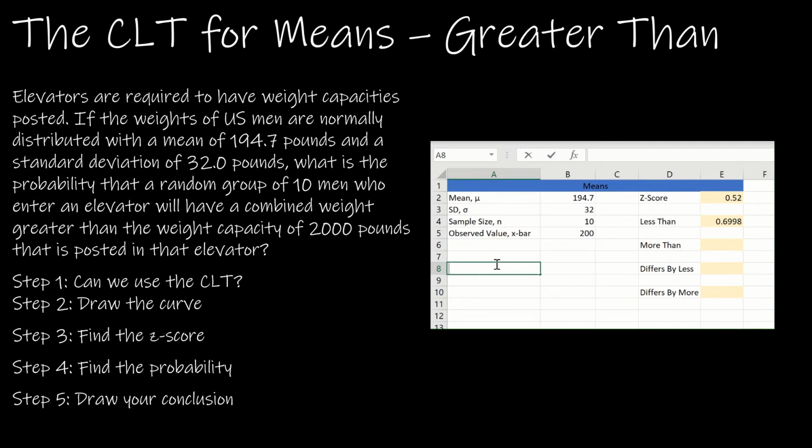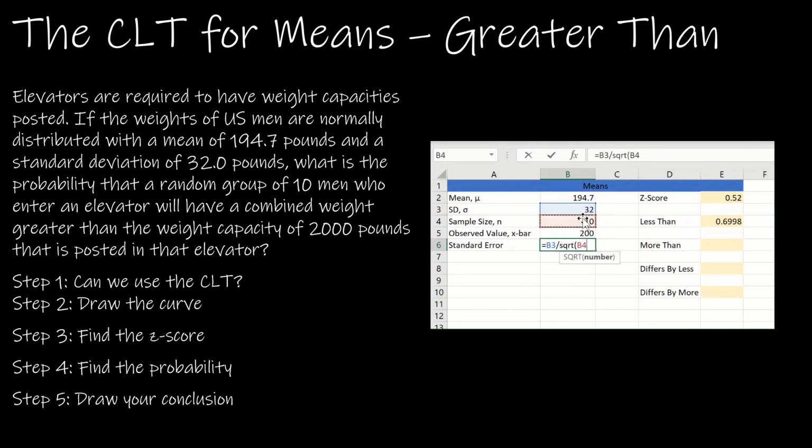Step 2, draw the curve. Typically, I don't do that. But what you should be thinking about is what's the mean, 194.7, and then what's the standard deviation? And if you'll recall, the standard deviation isn't 32. It's 32 divided by the square root of 10. So some people like to use something here that says standard error. And the standard error would be sigma divided by the square root of the sample size.